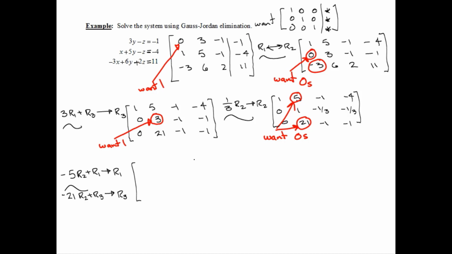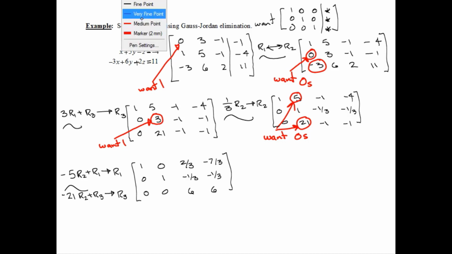Make sure you're doing the row operations yourself so that you can verify that you know how to do them correctly. So our first row should turn out to be 1, 0, 2/3, and then negative 7/3. Second row remains unchanged. Third row will get 0, 0, 6, 6.